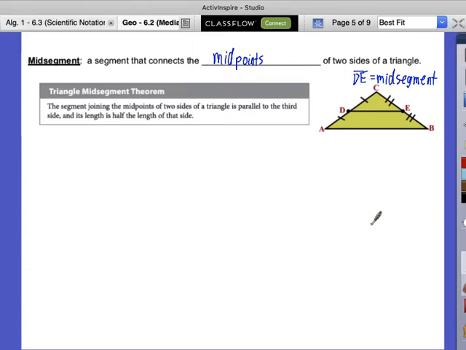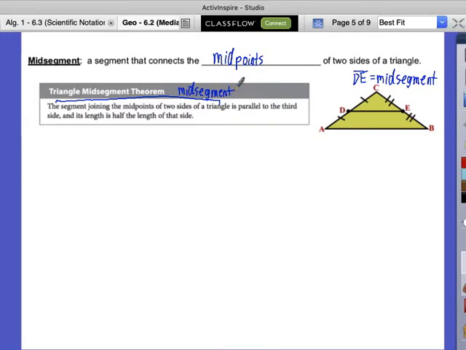Triangle mid-segment theorem. The segment joining the midpoints of two sides of a triangle, aka the mid-segment. Let's read this first part again, guys. Go ahead, keep reading until I say stop. The segment joining the midpoints of two sides of a triangle. That's just saying the mid-segment. That's the long, wordy way of saying the mid-segment.